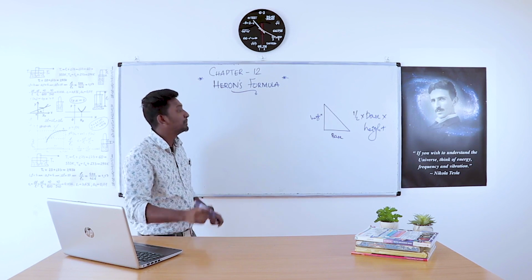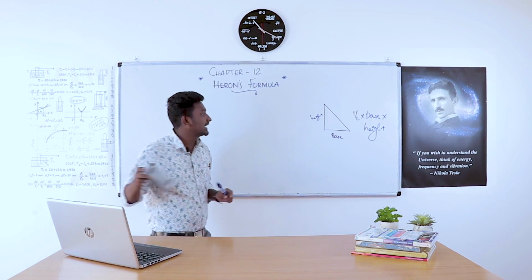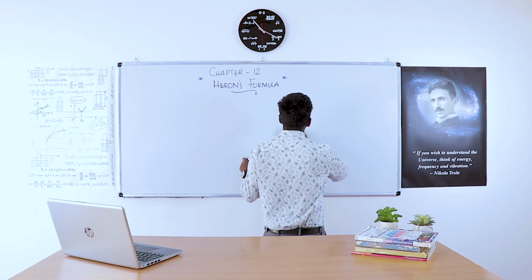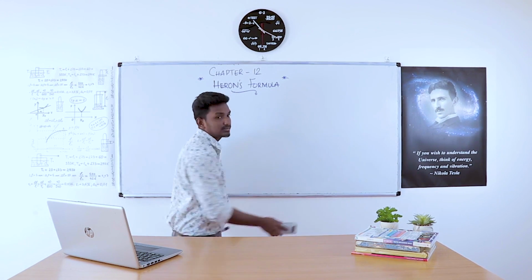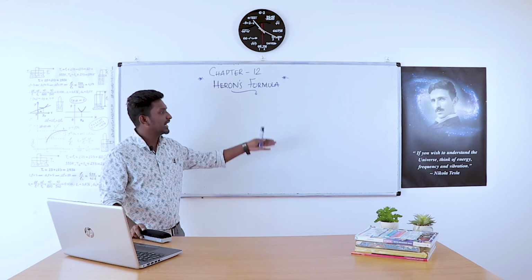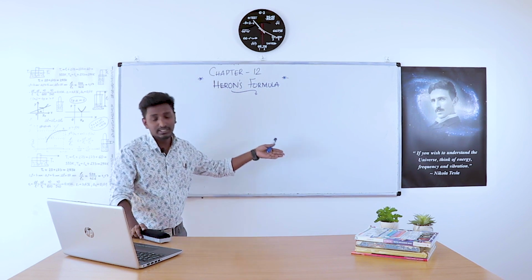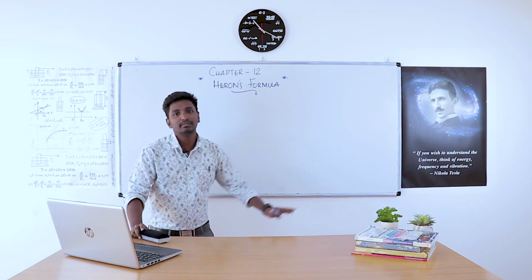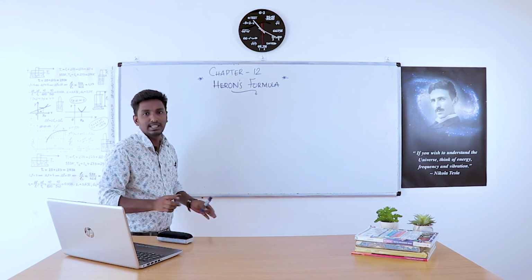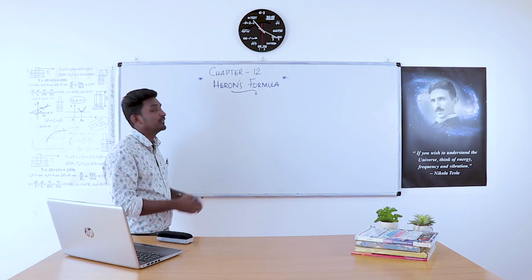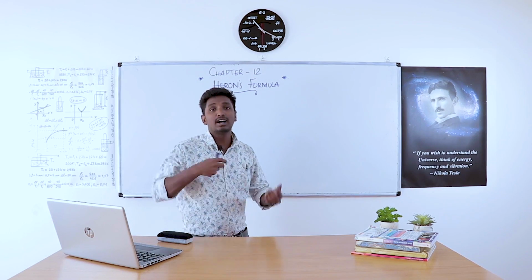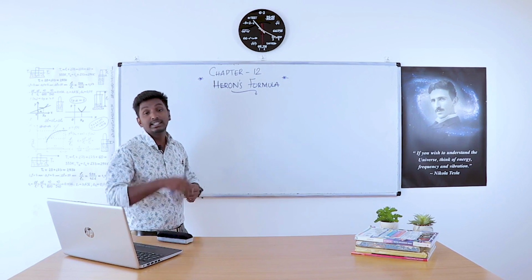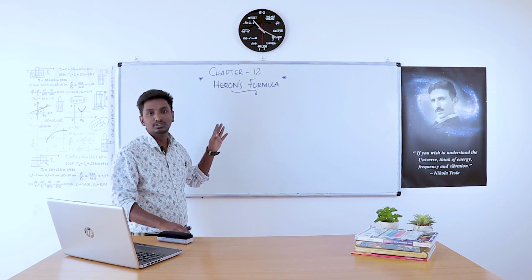But when a triangle with all three sides is given but the height is not given, how will you find the area of the triangle? If the height is given, or a right angle triangle is given with the altitude, then you can use half into base into height. But when we consider a scalene triangle with all three sides given, how will you find the area of this triangle? At that time, Heron's formula is useful for us.